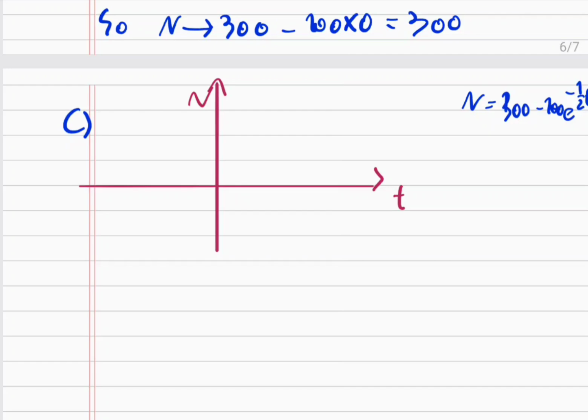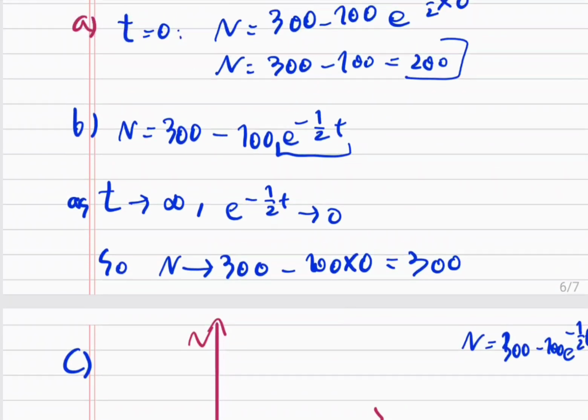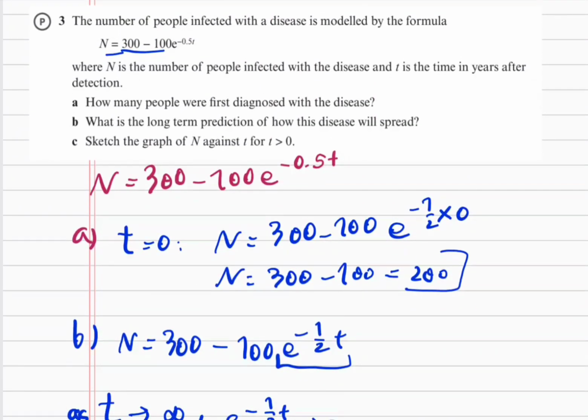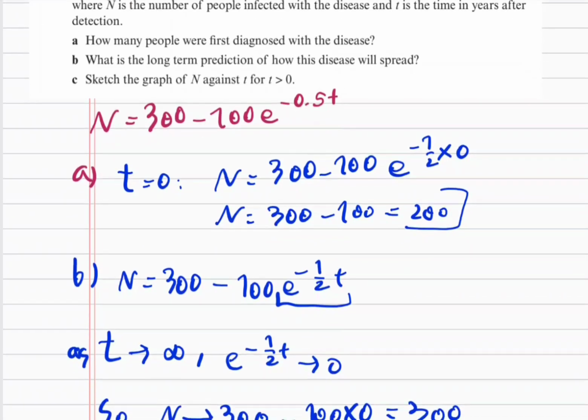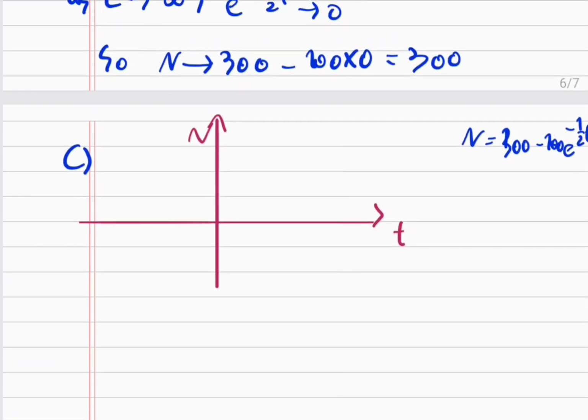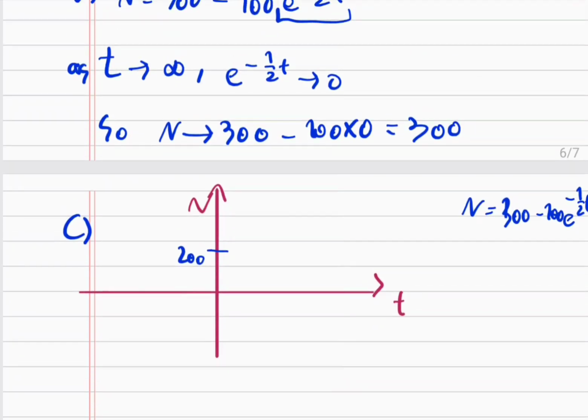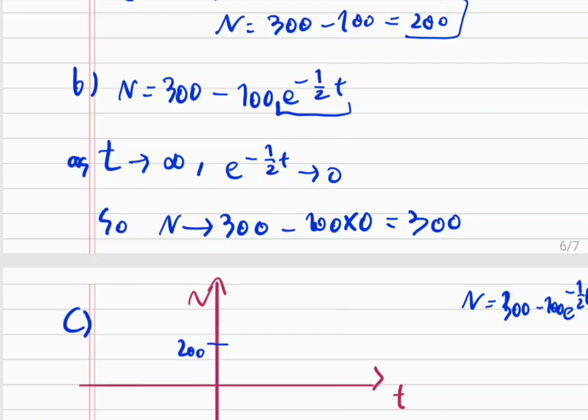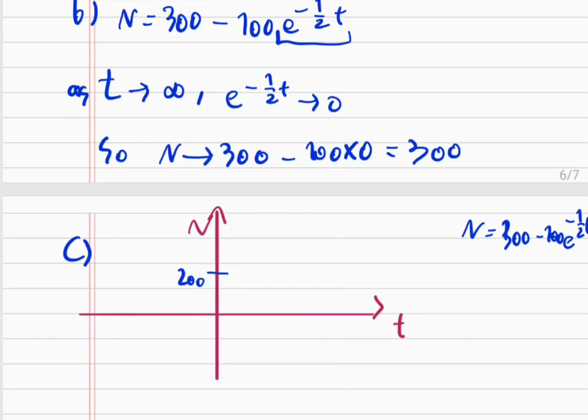The first thing is that as we found in part A, when t is equal to 0, n is equal to 200, and that means the y-intercept is 200. So let's say here is 200. That's the first thing. The second thing is that we'll have an asymptote at the line y is equal to 300. That's just because as we worked out in part B, the value of n approaches 300, but it will never be equal to 300. That's why 300 is going to be an asymptote here.